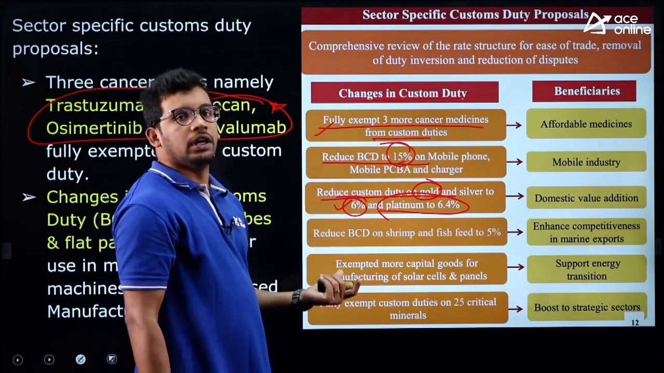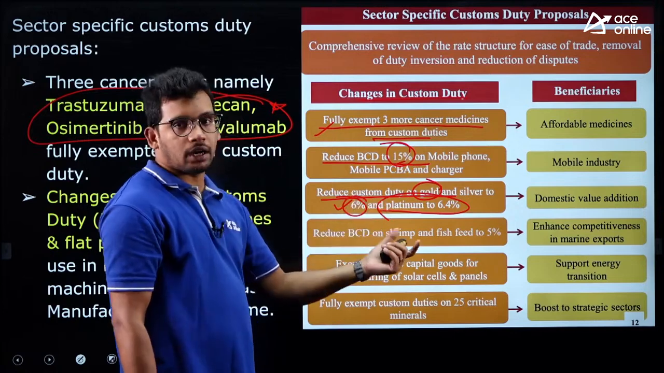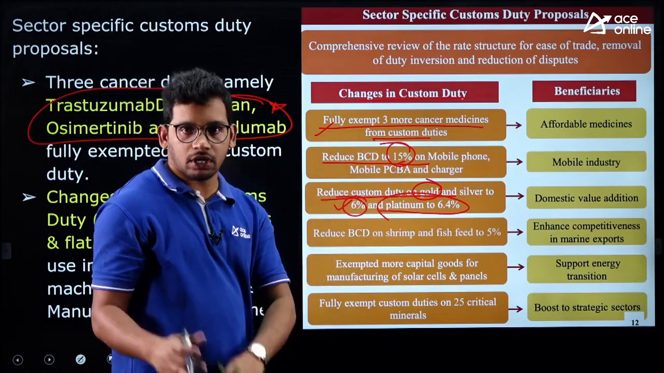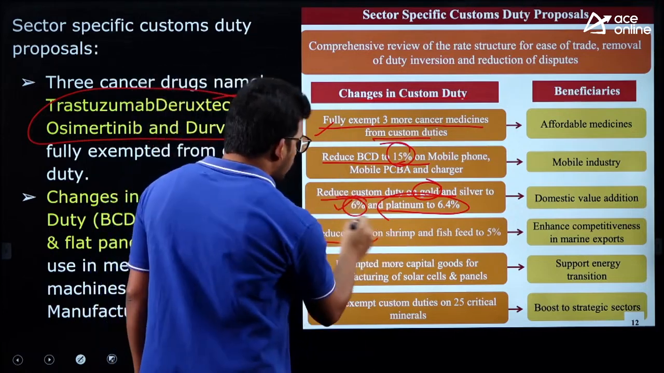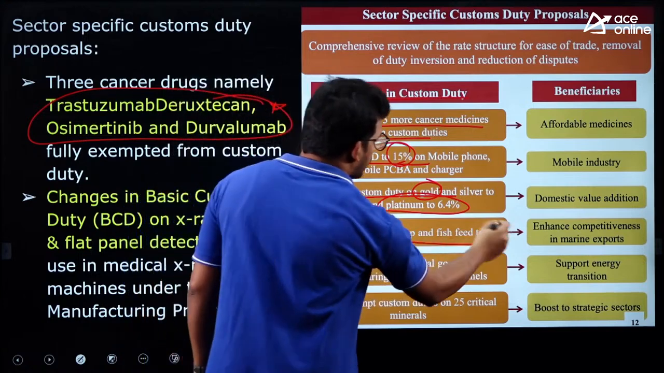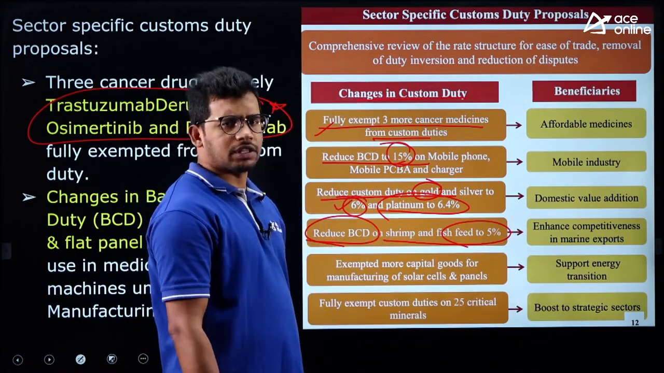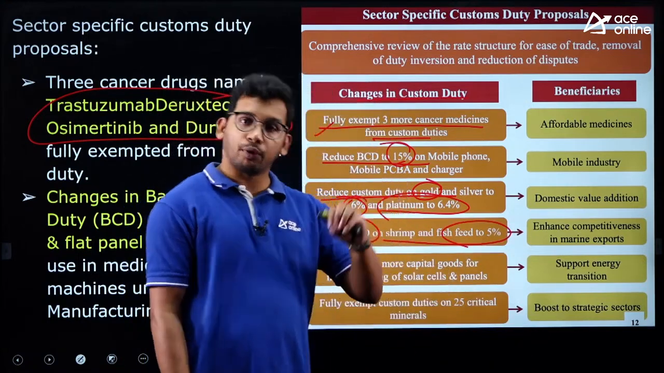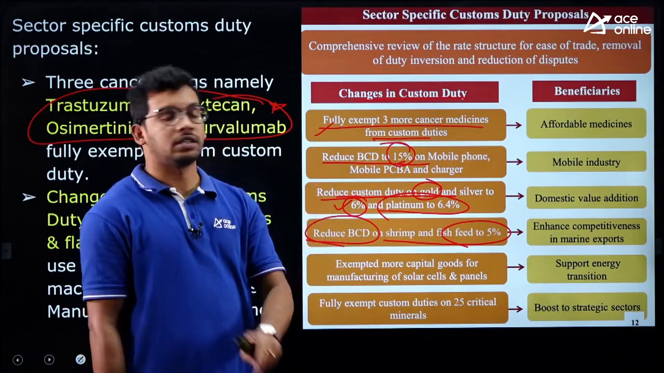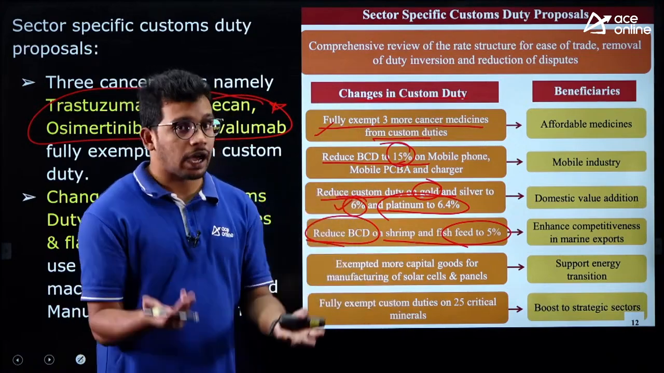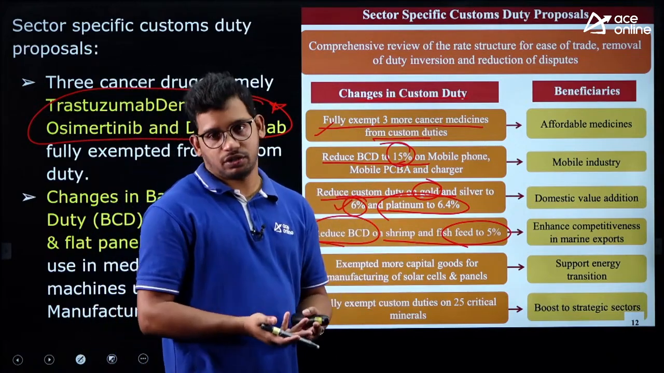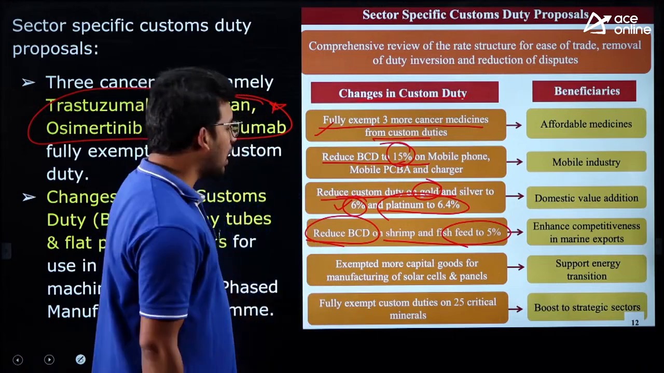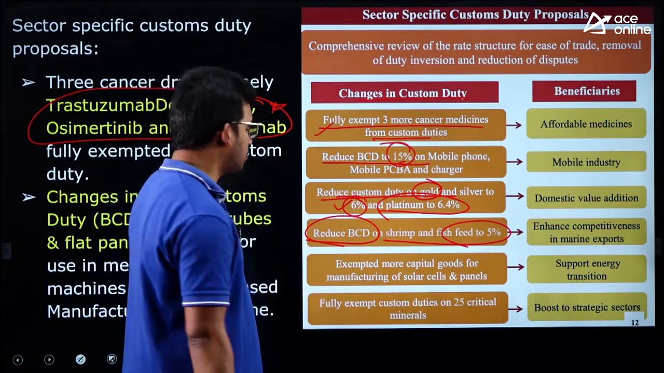So this means the cost of gold and platinum is going to decrease as they have reduced the custom duties. Reduce basic custom duty on shrimp and fish feed to 5%. Earlier it was 10% or something. Now import of shrimps and fishes from other countries will also get reduced. So you can have foreign fishes in your dish, right. Just kidding, you can have more food of Indian fish, fine.